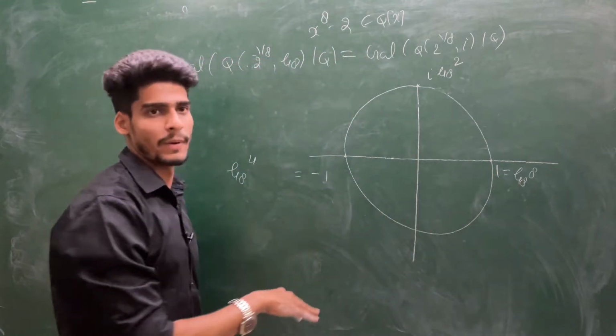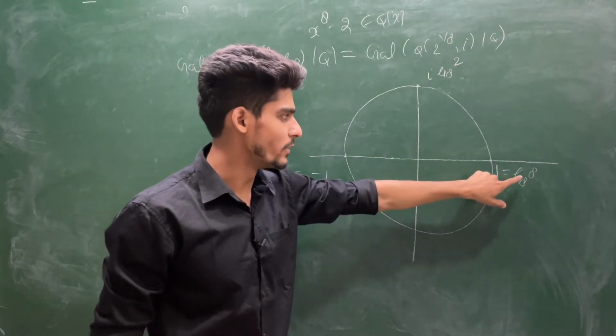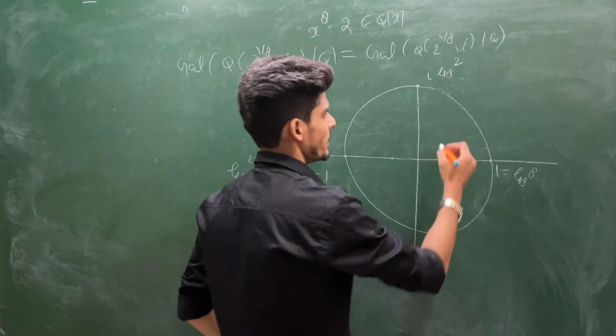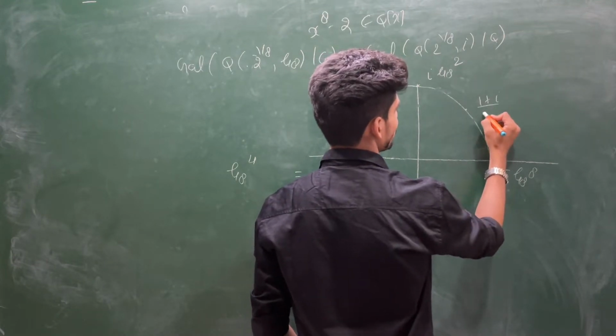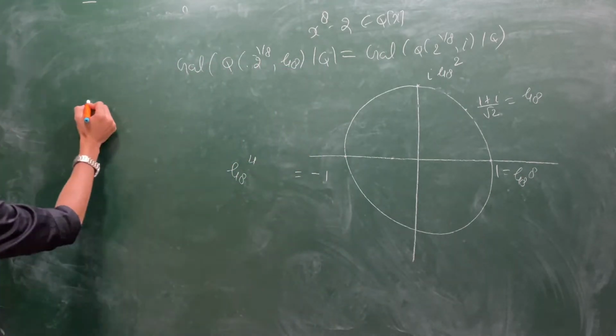See, this is very symmetric. This is zeta 8. Again, if this is zeta 8 to the power 8, you go next, you will have zeta 8. Then you have zeta 8 square. Let me write this element. Say this is 1 plus iota by root 2, which is zeta 8. This you can think of in this format.